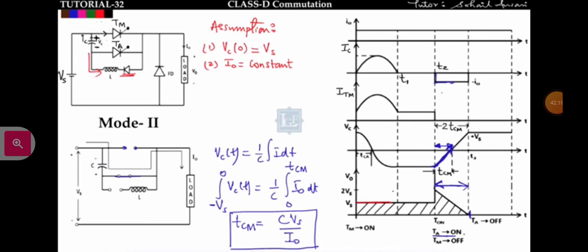Output voltage I can easily find in one cycle. In one cycle the output voltage is this much. So if I find the area under this waveform, it will give the output voltage. Now this is the time T on. The total on time of the main thyristor is this much. So this is T on and this is 2 TCM. After that this is 2 TCM.